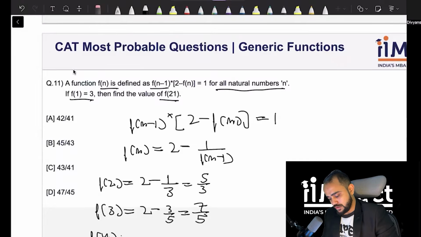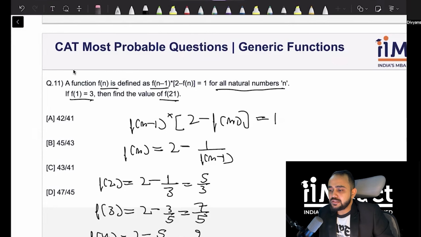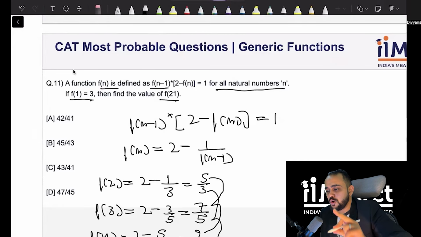f of 4 is going to be 2 minus 1 by f of 3, which is 7 by 5. So 2 minus 5 by 7, that is 14 minus 5, that is 9 by 7. At this point, the pattern becomes clear. These are consecutive odd numbers, and so are these, and the difference between denominator and numerator is 2. So I can write this using an expression.